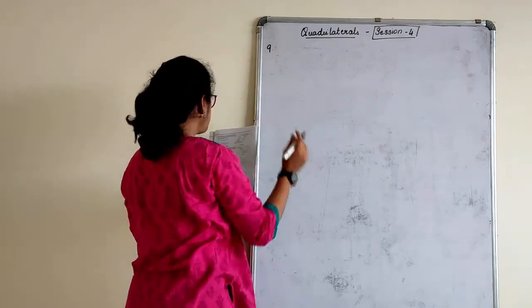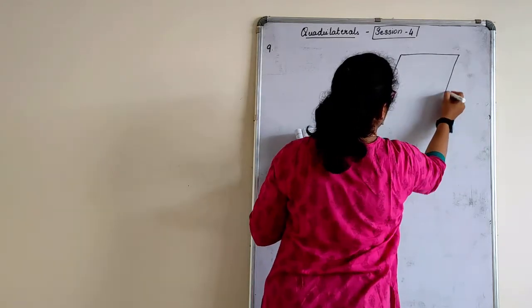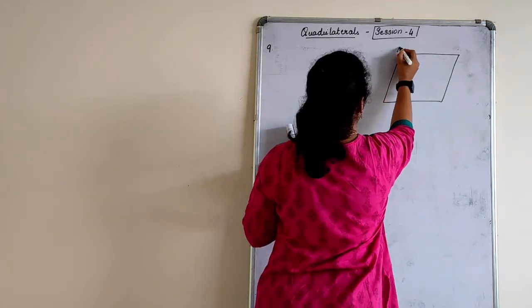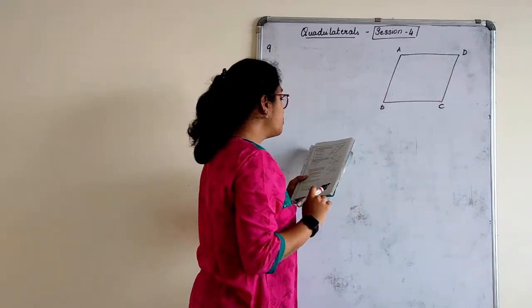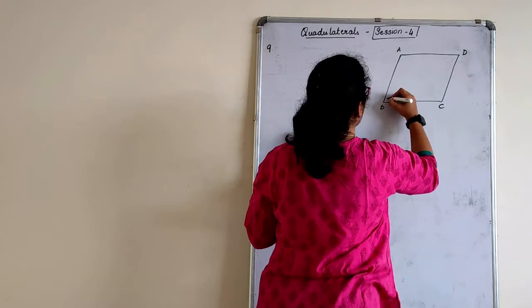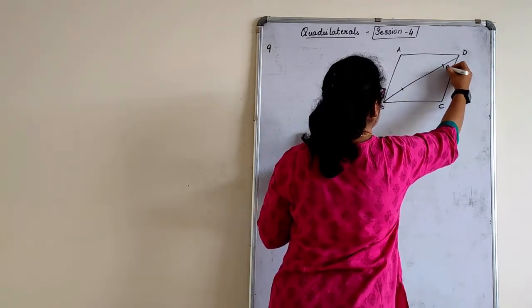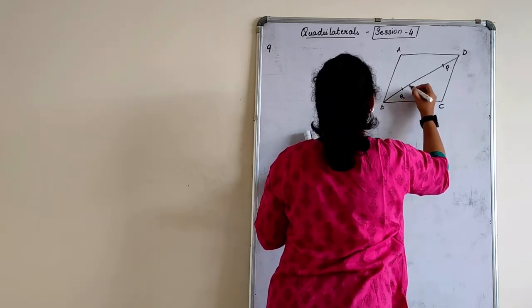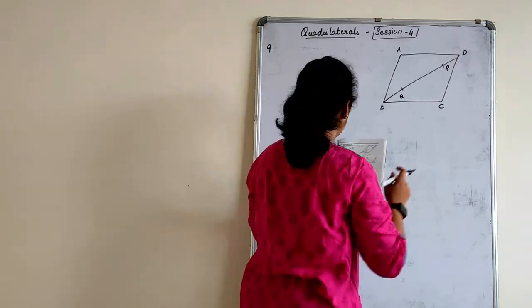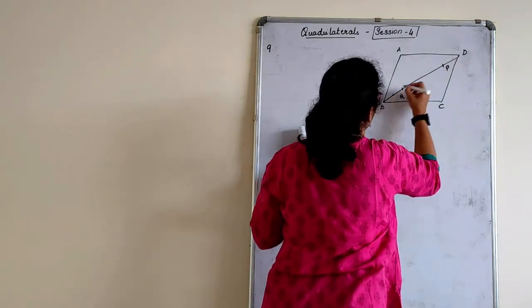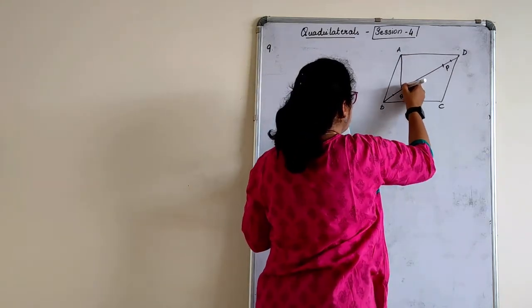Question number 9. In parallelogram ABCD, a parallelogram is given. Two points P and Q lie on the diagonal BD. So this is P and this is Q, such that DP is equal to BQ. So DP is equal to BQ. These two are equal according to them. So what do we have to do now here?